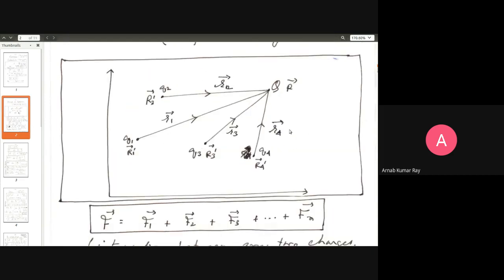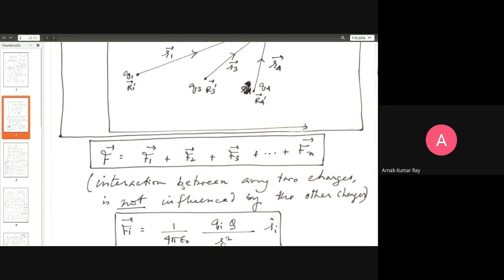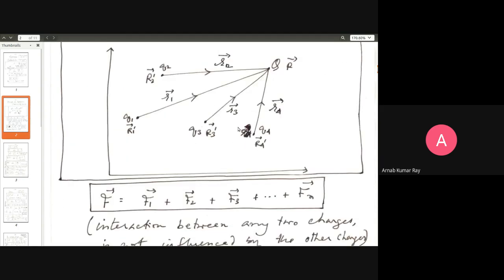So the most important thing is that this test charge Q, capital Q, experiences a force that is just the sum of the individual fields and nothing more. What do I mean by that? Meaning that you don't have to worry about how these charges Q1 and Q2 are interacting between themselves, or Q1 and Q3, or Q2 and Q4. These charges may also be interacting among themselves. But as far as the test charge is concerned, the interaction among the other source charges is not a matter of concern. That is how it is.